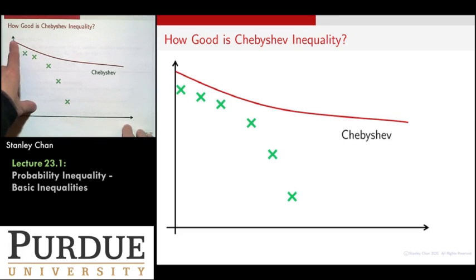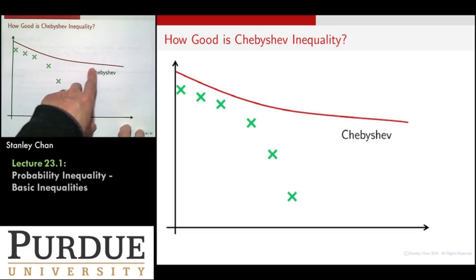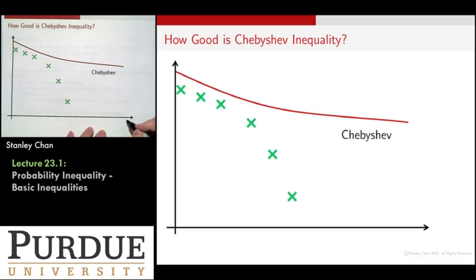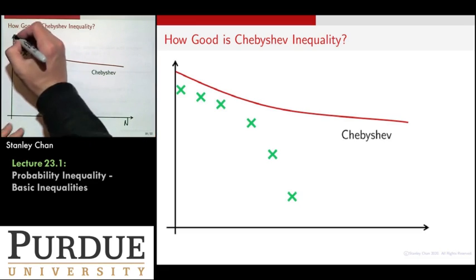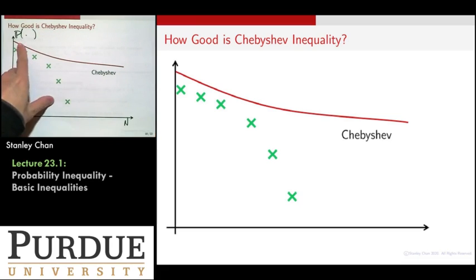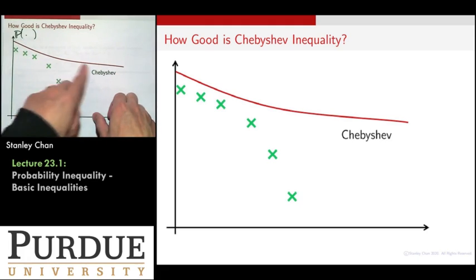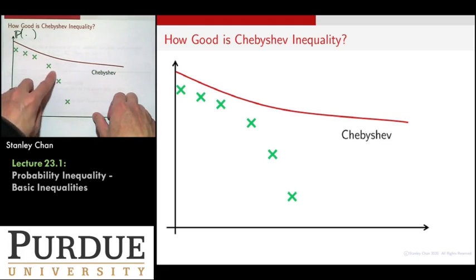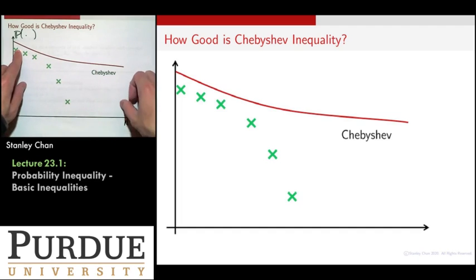So here is a cartoon diagram showing you what happens when the number of training samples grows to infinity. This is the number of training samples, and here is the probability. The Chebyshev is the upper bound given by this red line, and the green crosses are the actual empirical average. Okay, you measure the probability, you do this experiment, and all the green crosses are living here.